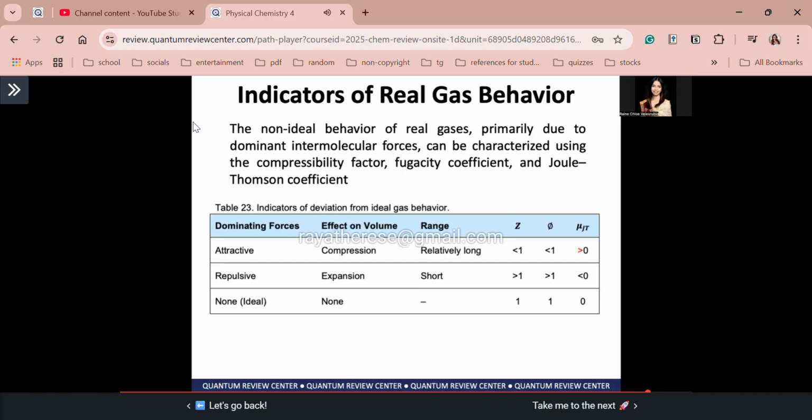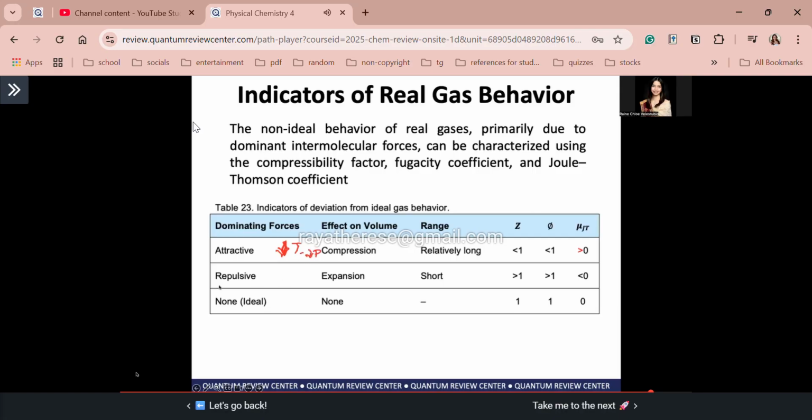So, if Z is less than 1, and the fugacity coefficient is also less than 1, then mu JT is greater than 0. Please correct this in your manuals. Table 23, mu JT must be greater than 0 for attractive dominating forces. This is seen at low temperatures and low pressures.